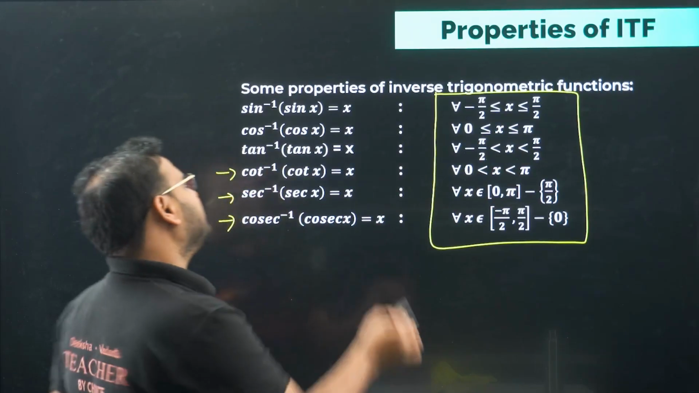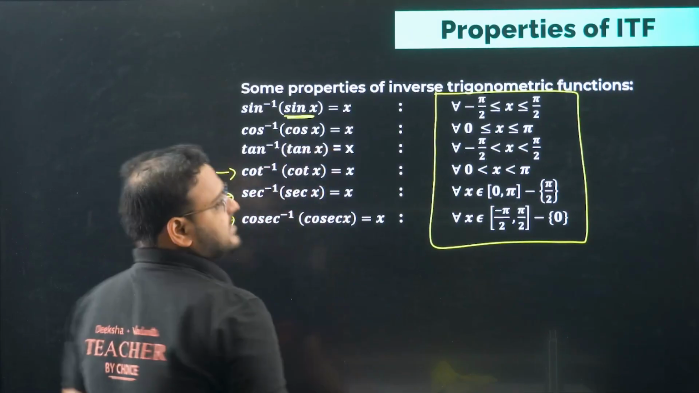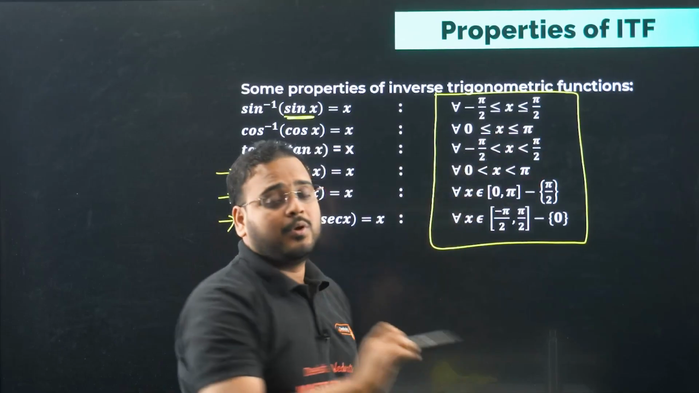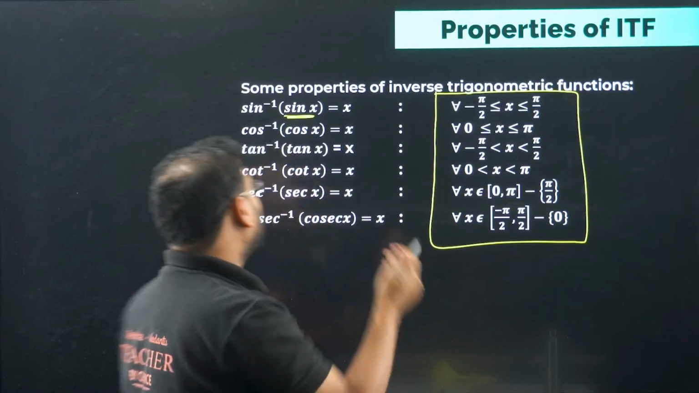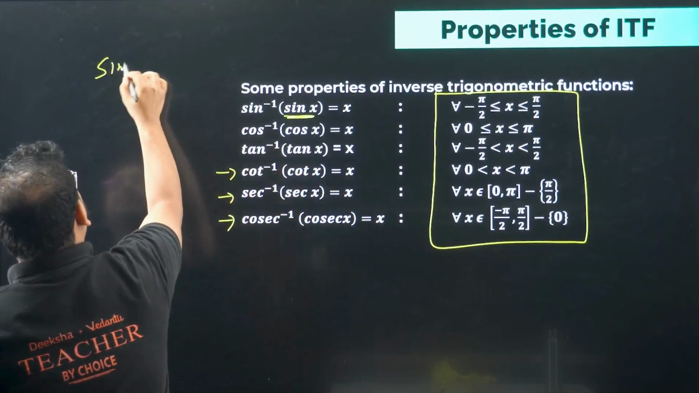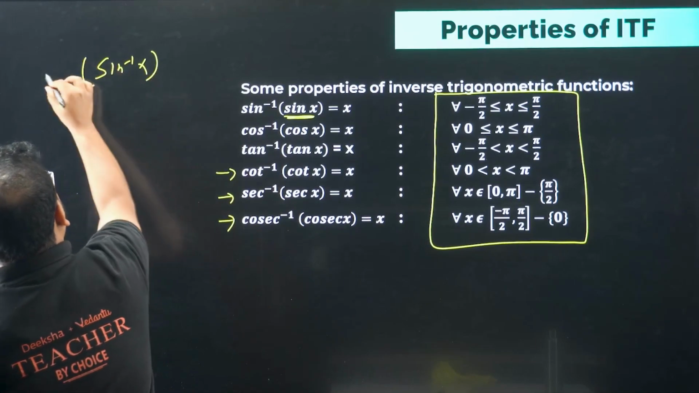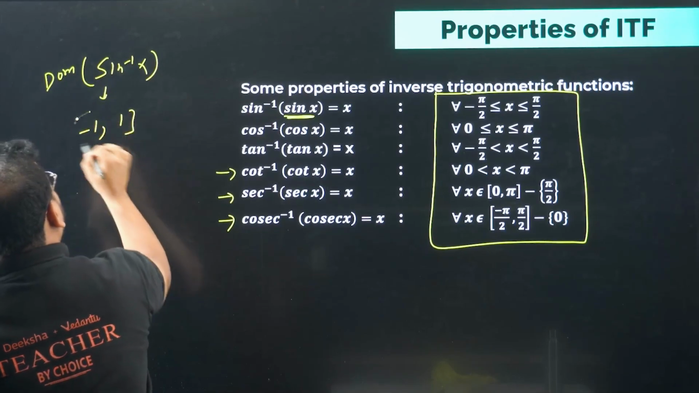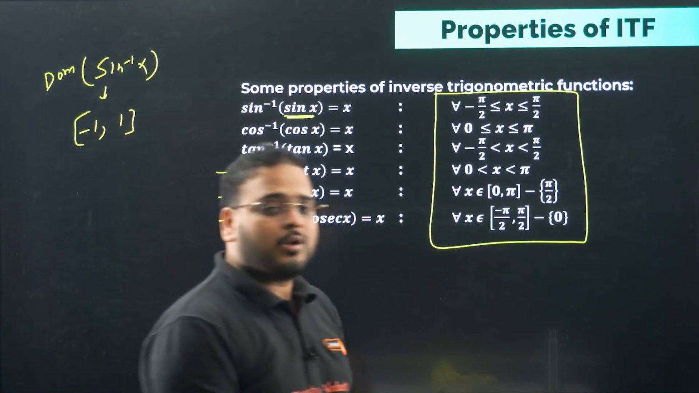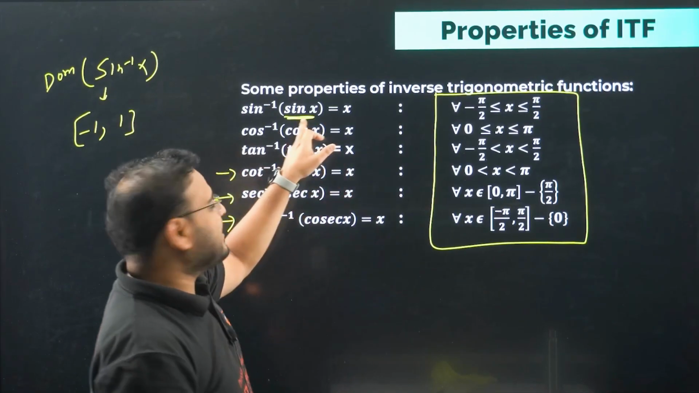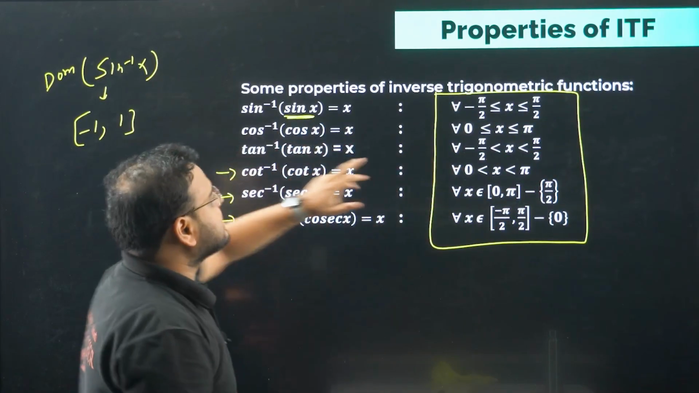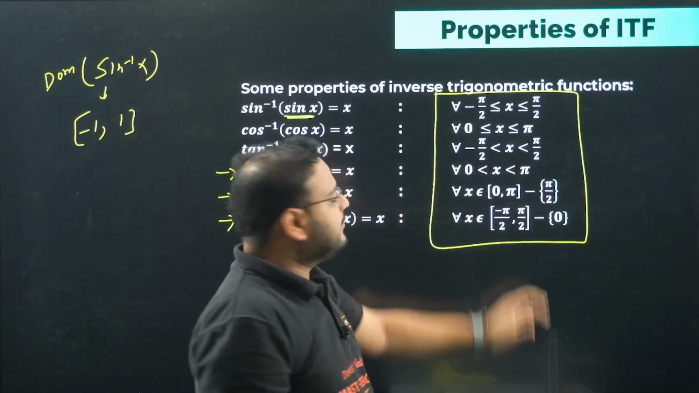Domain of what? This value, sine x. The domain of sine x is what, dear? Minus pi by 2 to pi by 2. Not the inverse. For the inverse, please remember, the domain of sine inverse x is minus 1 to 1. Remember, this is the domain of sine inverse of x. We are not talking about that domain. We are talking about the sine domain, that is minus pi by 2 to pi by 2. The same goes over here for cos x, 0 to pi.